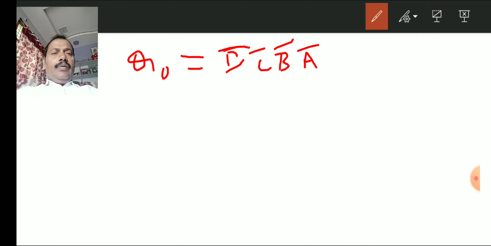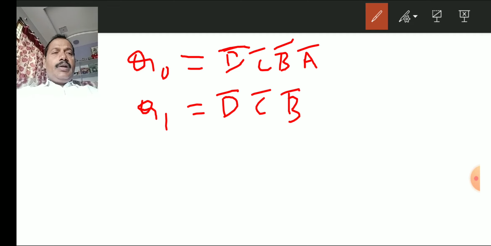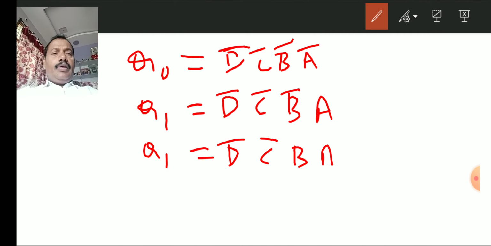Similarly, for the Q1 output, very simple equations. Q1 is D bar, C bar, B bar, A. For Q2, D bar, C bar, B, A bar, like this. So write the equations and implement the circuit.